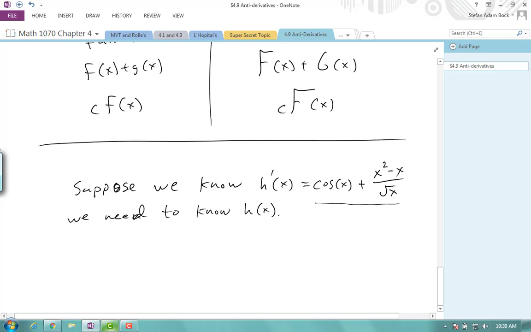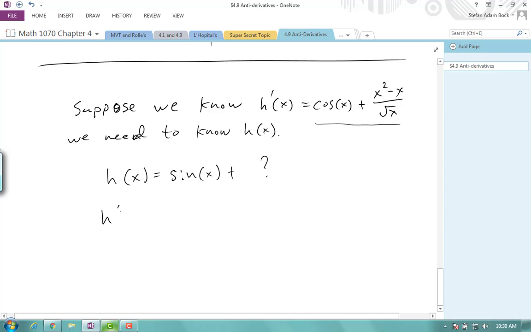And the cosine, that's fine. I have that in my chart. I know that the derivative of sine is cosine. So I can start off by saying h of x is equal to sine of x plus. But then how do I handle this fraction over here? I don't have very many options. I have a backwards version of the power rule, but I don't have any quotient rules or anything like that.